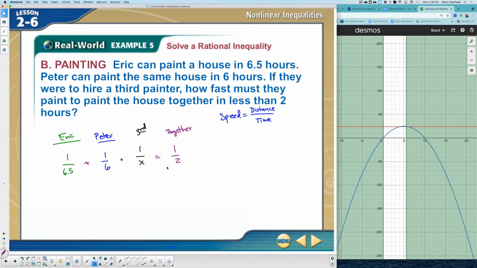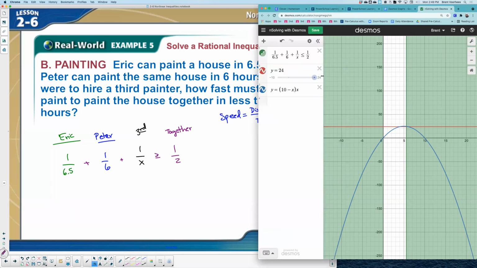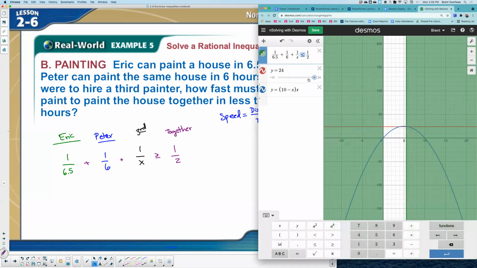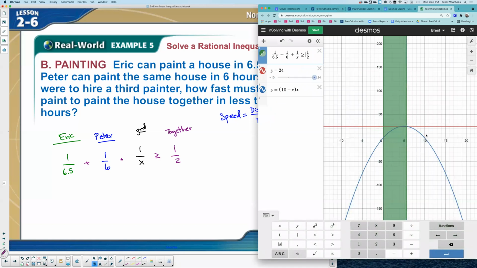We want our time inequality to go this way, to be less than 2 hours. I need my inequality in that direction, so I want to switch it here. The reason I know that is because I want a faster time, and a faster time means a smaller time. This would be my answer.